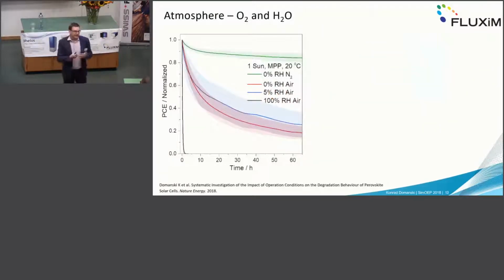Then the next thing we checked was the effect of atmosphere. And we fed the chamber with different gases. So here you see the curve under nitrogen, what I already showed before. Again, maximum power point tracking, 20 degrees, one sun. All the measurements are now with white LED illumination.